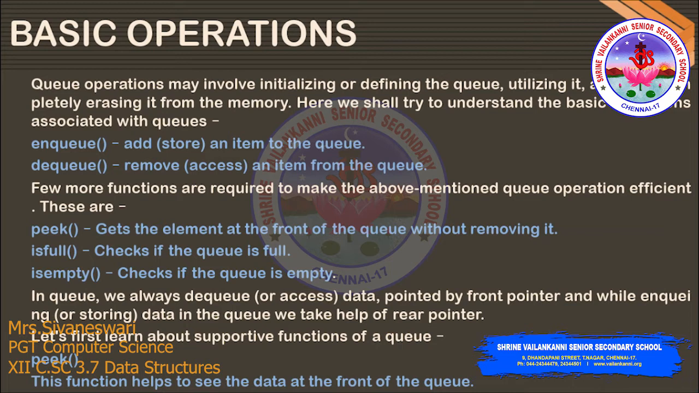Is full checks whether the queue is full, because if it is full we can't enter any data. Is empty is the function which checks if the queue is empty, because if the queue is empty, none of the data can be deleted. In a queue, we always dequeue data pointed to by the front pointer, and enqueuing is done using the rear pointer.